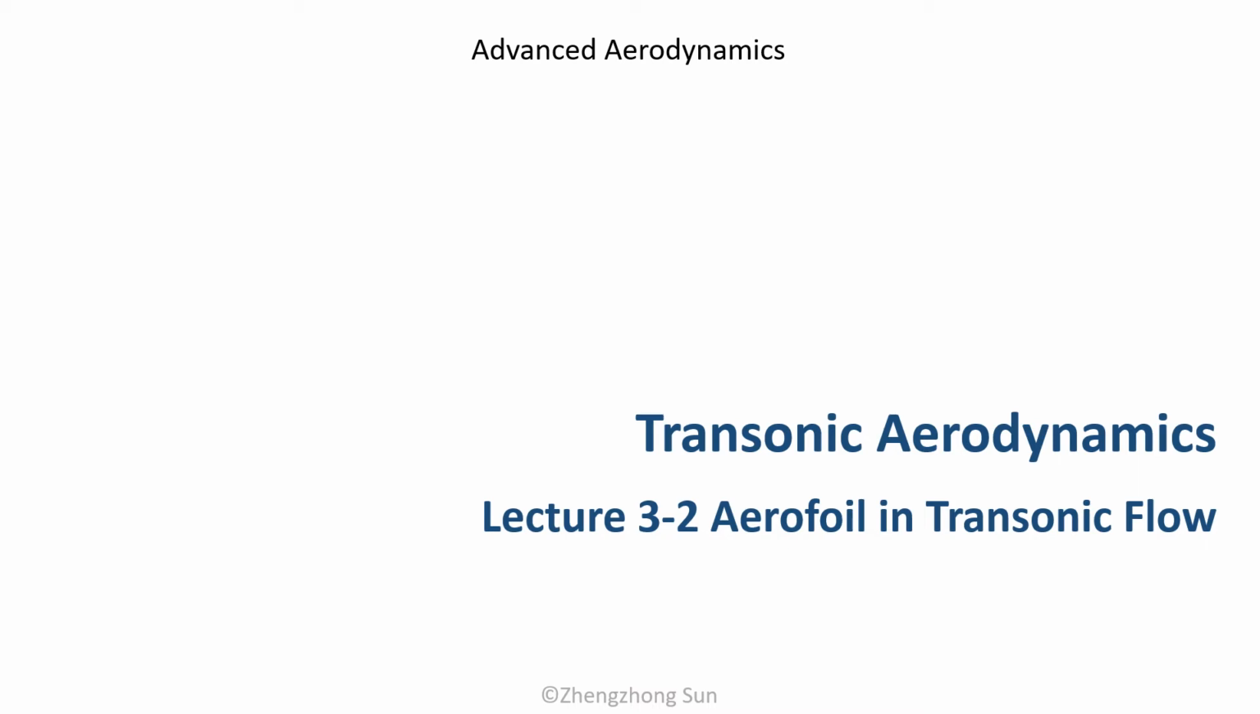In a previous lecture, we've defined the critical Mach number and a drag divergence Mach number. In this lecture, we will see what happens for an aerofoil in a transonic flow. Especially, we will pay attention to the CL and CD variations and try to explain why we have those types of variations. The analysis is taken from a CFD simulation. So let's see what happens to the aerofoil in a transonic flow.